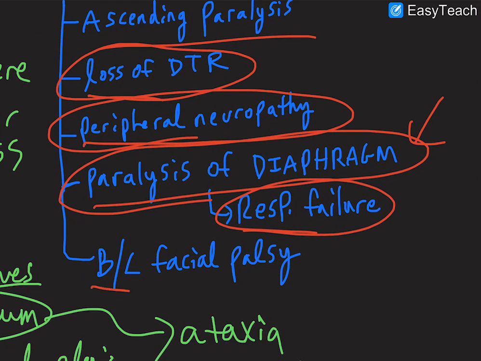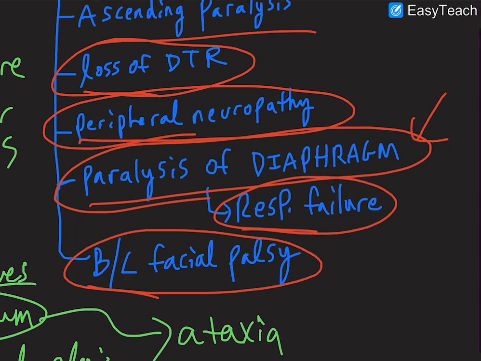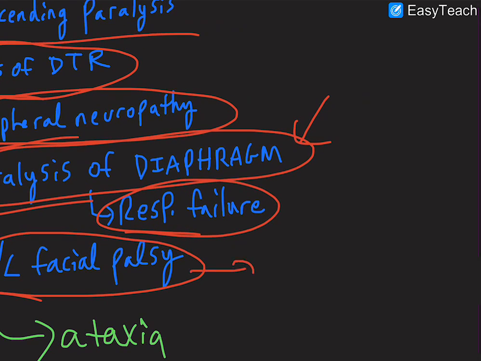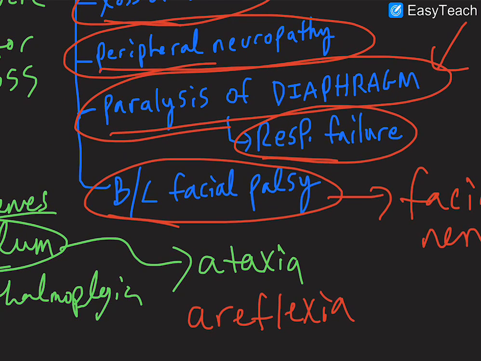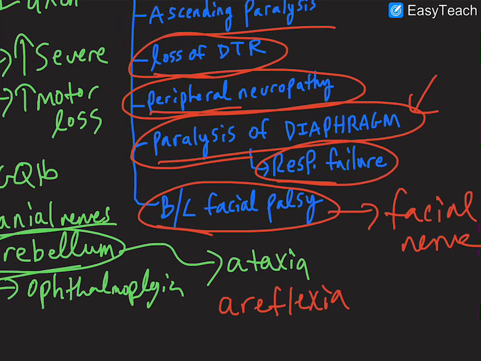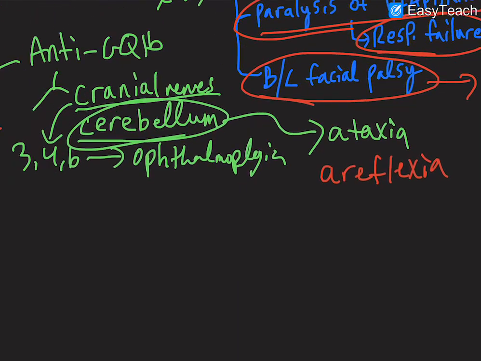And then you may also get bilateral facial palsy if your facial nerves get affected. So that's a cranial nerve, your facial nerve. If your facial nerve gets affected, you can get bilateral facial palsy. Okay. So that's for the basic findings.